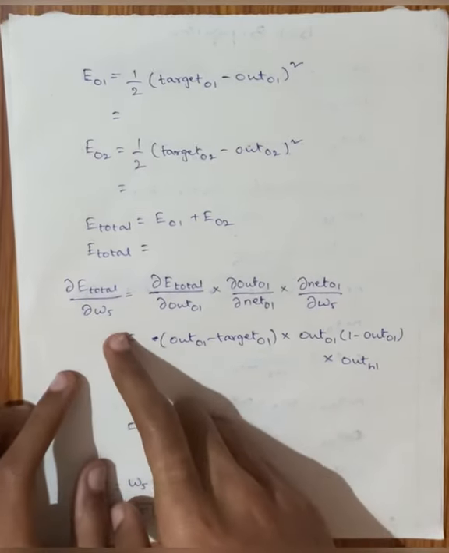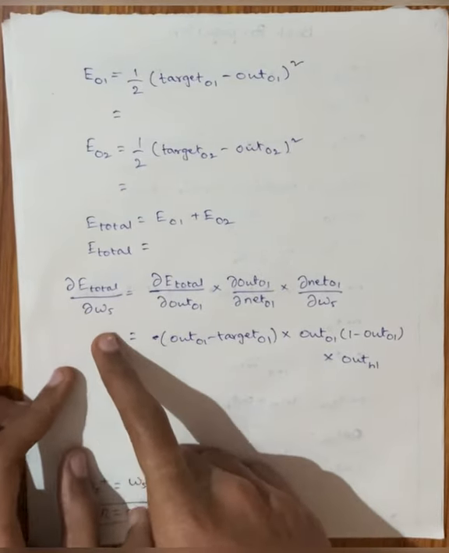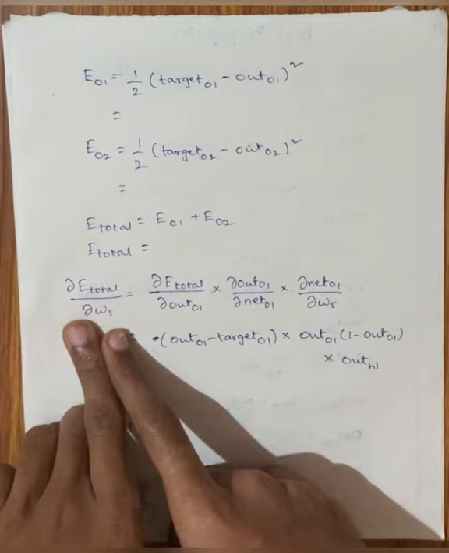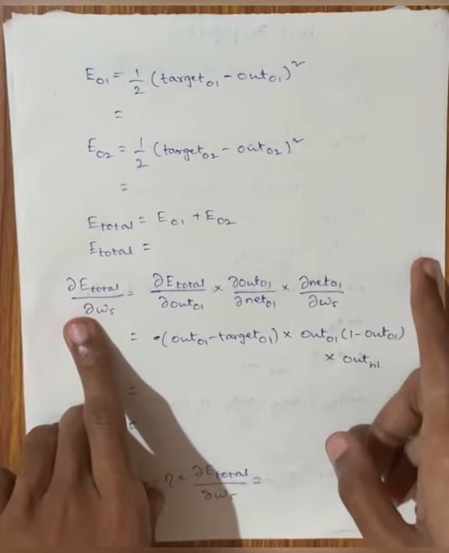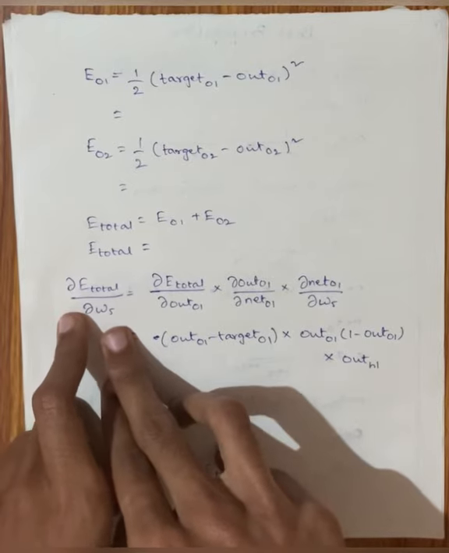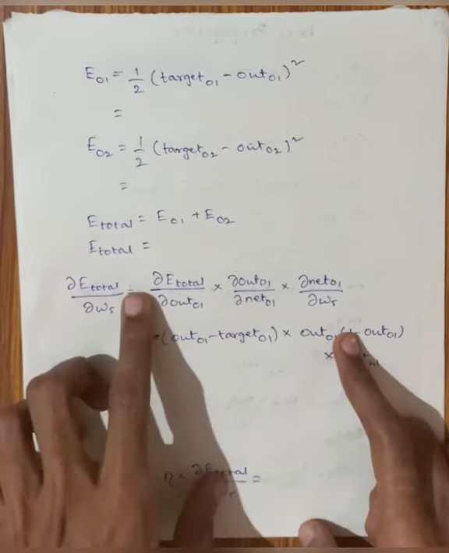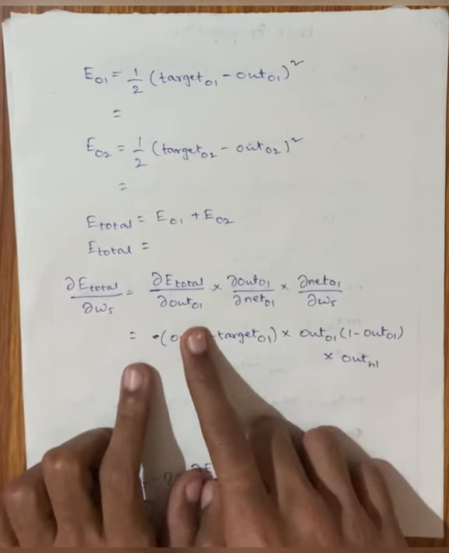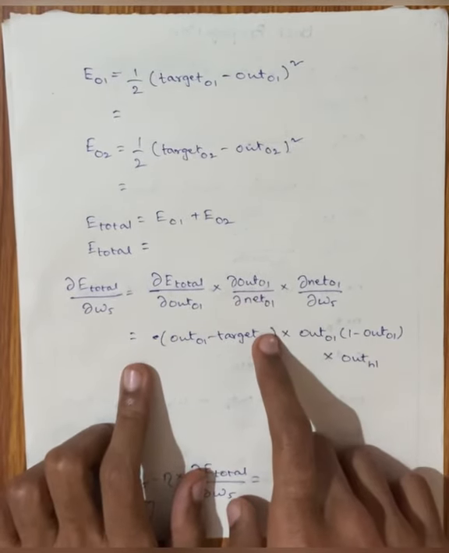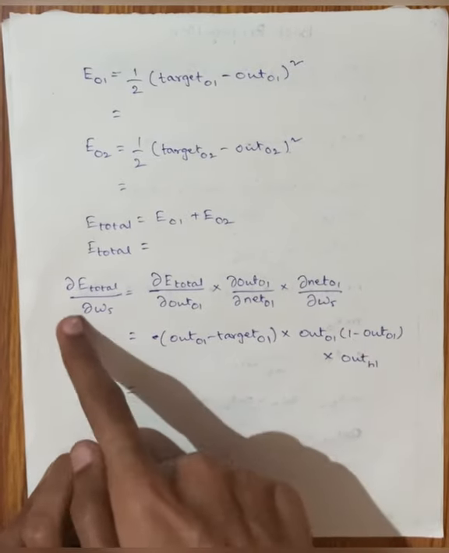Here we will find dou E total by dou W5, and the similar process continues for W6, W7 and W8. We will update the values of W5, W6, W7 and W8. Initially this will be the formula: dou E total by dou out O1, times dou out O1 by dou net O1, times dou net O1 by dou W5. So this is the formula.